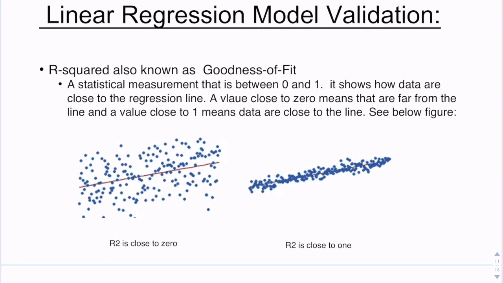Different techniques and methods are used in order to evaluate the performance of a regression model. I have another full lecture on how to evaluate the performance of a classifier, but here we focus on regression model validation. So usually we use 3 metrics in order to see if the regression is a good fit or not. The first one is called R squared, also known as the goodness of fit.